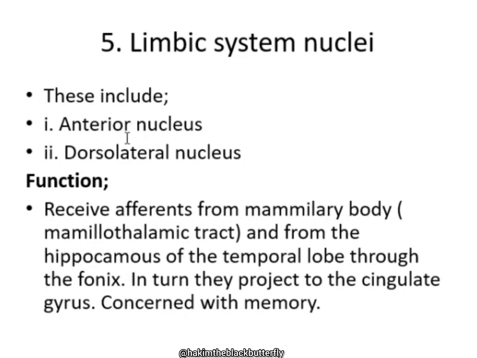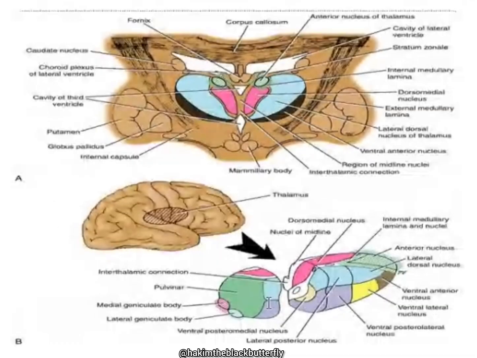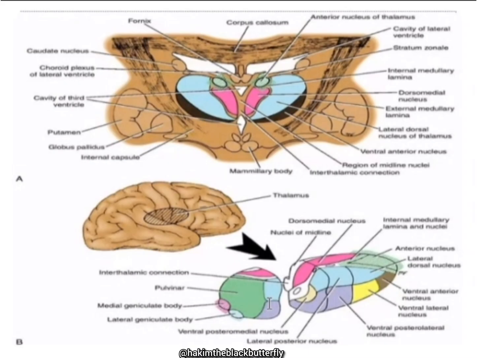Then these nuclei will project that information to the cingulate gyrus of the cerebrum, the gyrus which is above the corpus callosum. That information is concerned with storing, keeping, and processing memory. So we have classified thalamic nuclei into motor, anatomical, and physiological. The next step is the blood supply of the thalamus.